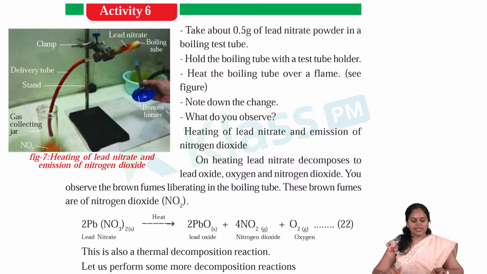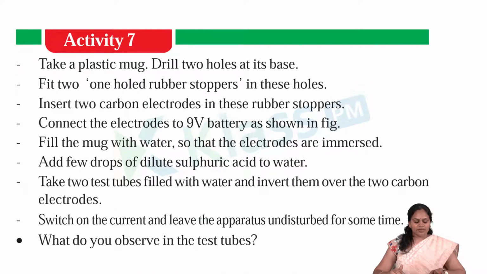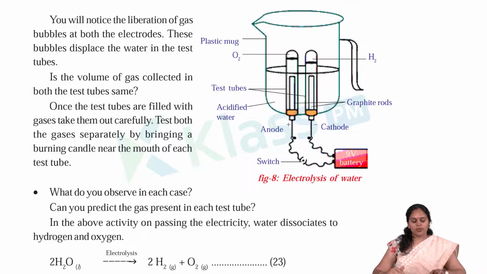So when we heat CaCO3, it is giving quicklime and carbon dioxide. So heat energy is used for decomposition of this one. So we call it a thermal decomposition reaction. Observe this activity, heating of lead nitrate and emission of nitrogen dioxide. When you heat lead nitrate, it gives you nitrogen dioxide. Lead nitrate is only one substance. When we heat that one, it is splitting into two or more substances. Here it is lead oxide and nitrogen dioxide, and oxygen is released. This is also a thermal decomposition reaction because we are heating the lead nitrate.